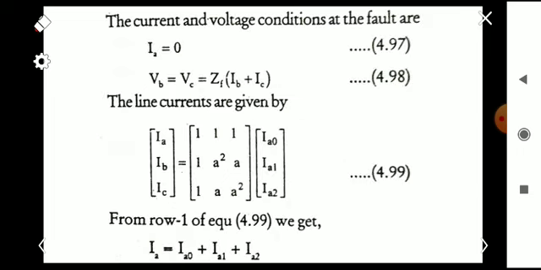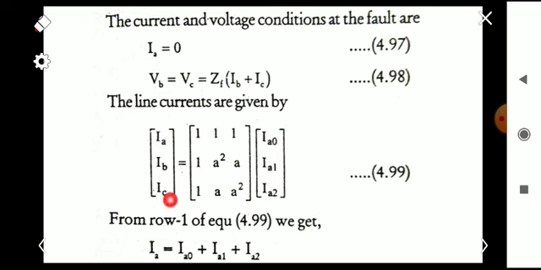So these are the assumptions you can see here, and from the matrix equation of the line currents we obtain the equation. This is the matrix equation that we know. From that we obtain IA is equal to IA0 plus IA1 plus IA2. We know the value of IA is equal to 0, so the sum of the symmetrical components IA0 plus IA1 plus IA2 will be equal to 0, and IA0 we obtain as minus of IA1 plus IA2.